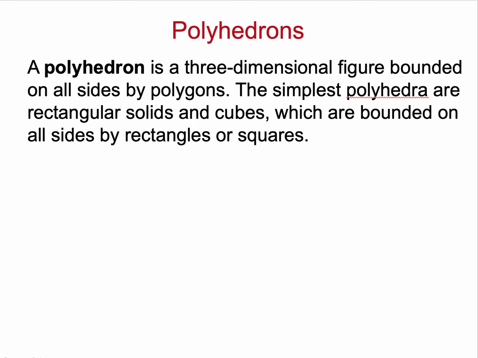So in simplest terms, if you think of an ice cube, that is going to be a polyhedron. And it's going to be comprised of, depending on your ice maker, squares or rectangles.